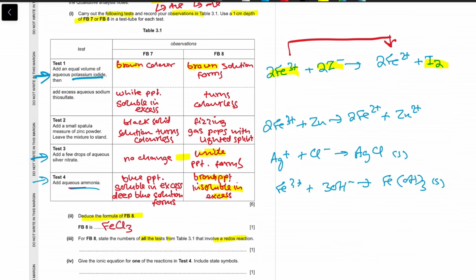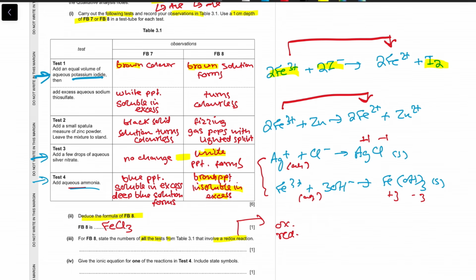And in the second equation, same thing. They oxidized the zinc to form zinc ions. However, in tests 3 and 4, you can see that their aqueous ions, in both cases, go on to form solid forms, but the states aren't changing. It's still a plus 1, a minus 1 here. It's still a plus 3, a minus, and then 3 of them here. So nothing's really changing in terms of oxidation states. Nothing's being reduced and oxidized. And for a redox reaction to take place, you need both oxidation and reduction to take place at the same time. That's what's happening in tests 1 and 2.